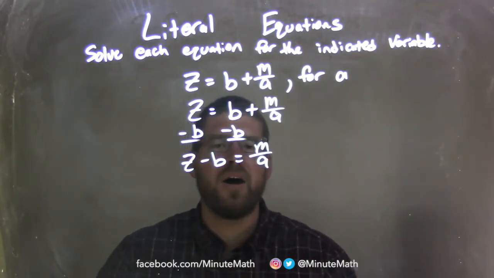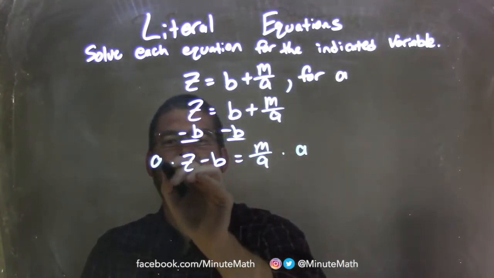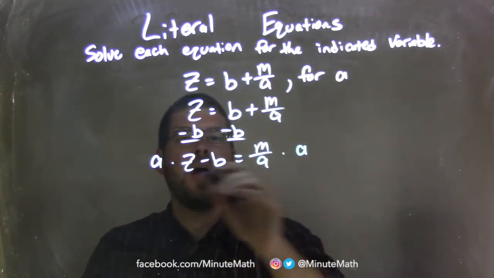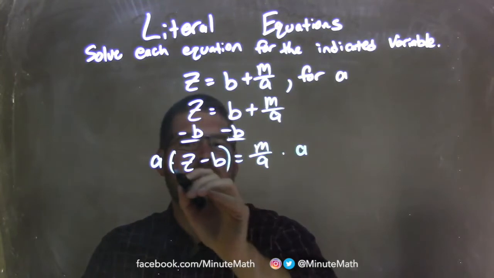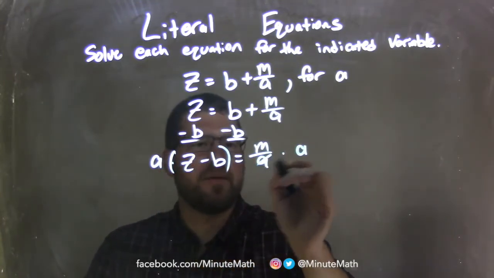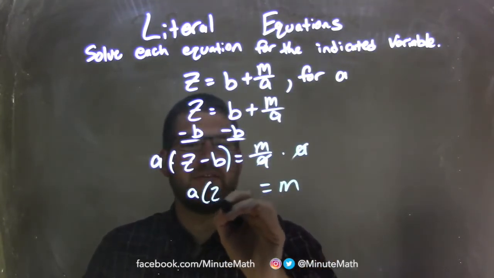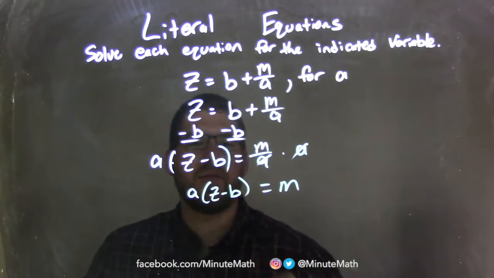I'm going to multiply both sides by an A. Okay, and I know what you're thinking, like, what are you doing that for? But make sure when you multiply the left side by an A, we put parentheses. Okay, and I'm not going to distribute. What that does is eliminate the A on the right, leaving me with just the M. And I have A times Z minus B on the left.